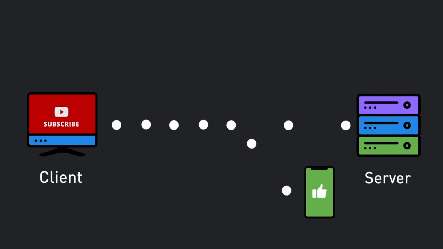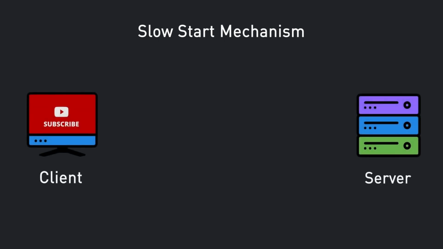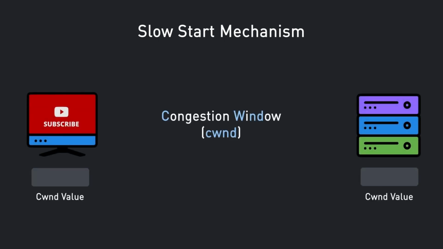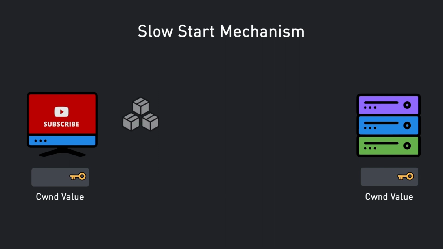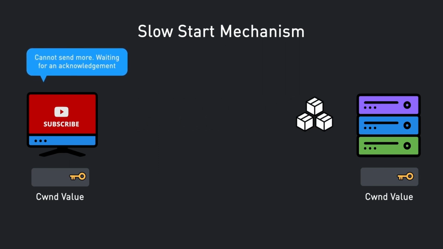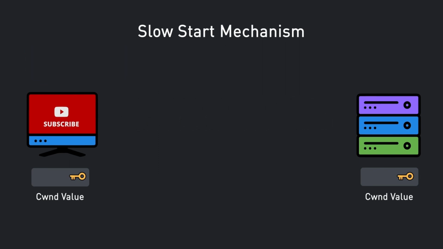To effectively utilize available bandwidth, TCP implements a slow start mechanism. Both nodes initialize an initial congestion window value for the TCP connection, which is kept private. Congestion window is the amount of data the sender can have in flight before receiving an acknowledgement. The congestion value usually starts with a small number. In our case, the congestion value of our client is 4, so initially the client sends only 4 packets.